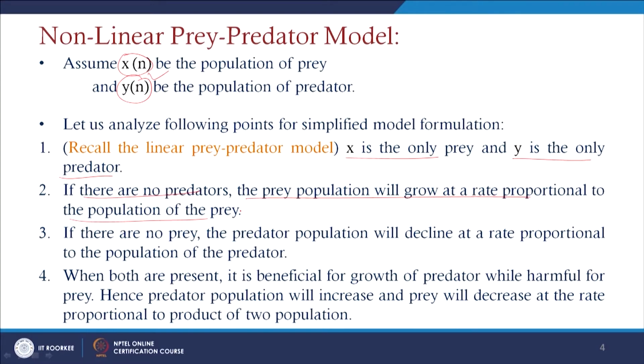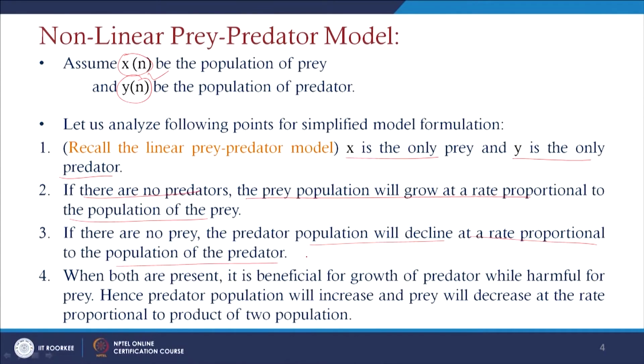Hence, we can consider that the predator population will decline at a rate proportional to the population of predator. That is why usually we consider that the prey population will grow exponentially, and the predator population will decline exponentially.